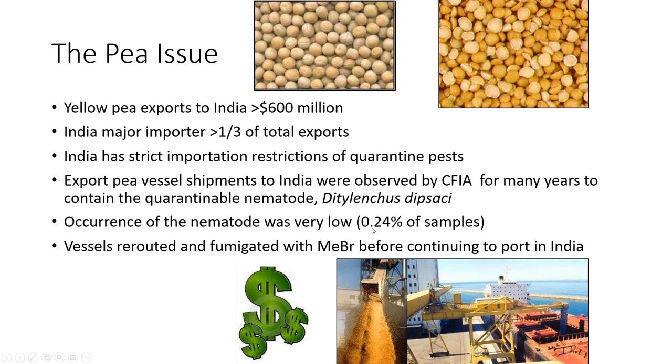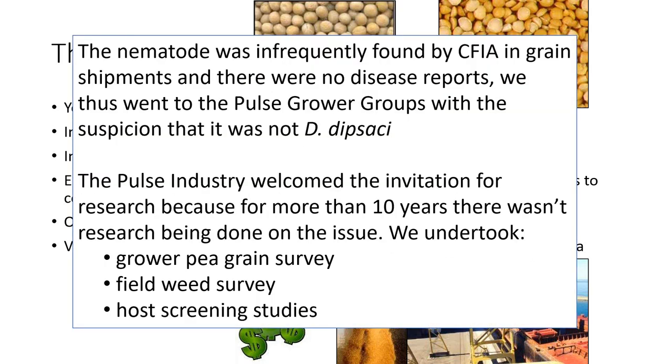This is where we got into the picture here at the University of Manitoba. I said, wow, that's a low frequency. It seems kind of weird. If the nematode really liked pea, it should be found at a higher frequency. So that's where we jumped in and tried to look at this. We did a few things. We did a grower pea grain survey, maybe some of you were involved with that, where farmers across the prairies shipped us their yellow pea, and we had some dry green peas shipped to us directly from their grain stores or just at harvest.